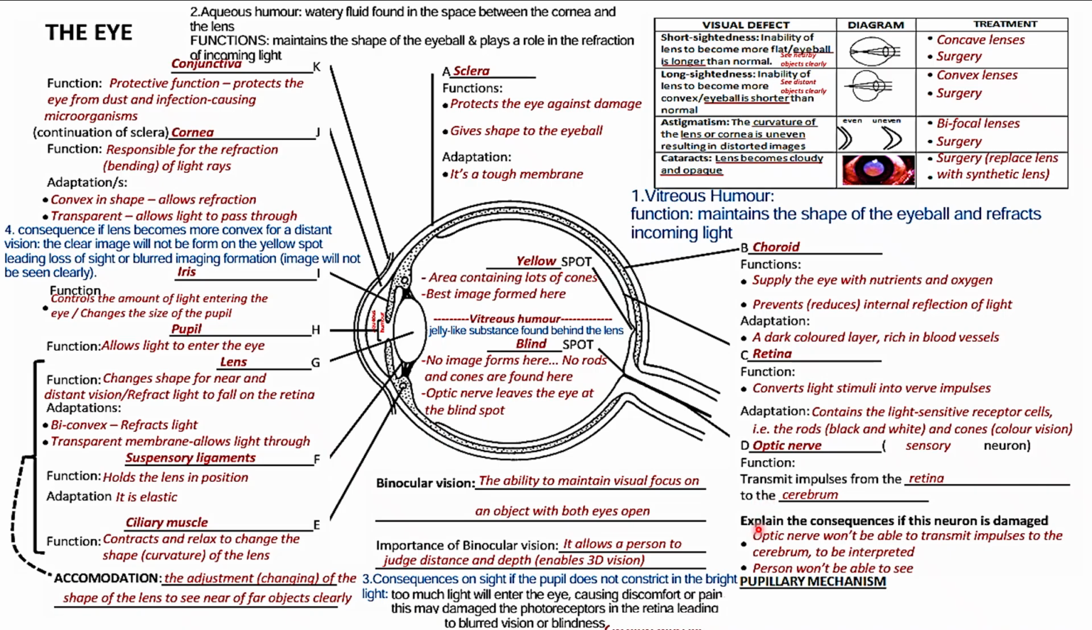And in looking at the function, we have to also look at the consequences if it is damaged. If the optic nerve is damaged, it won't be able to transmit impulses to the cerebrum to be interpreted. Hence, the person won't be able to see. This is total blindness. So, that is the function of the optic nerve and the consequence if it is damaged.